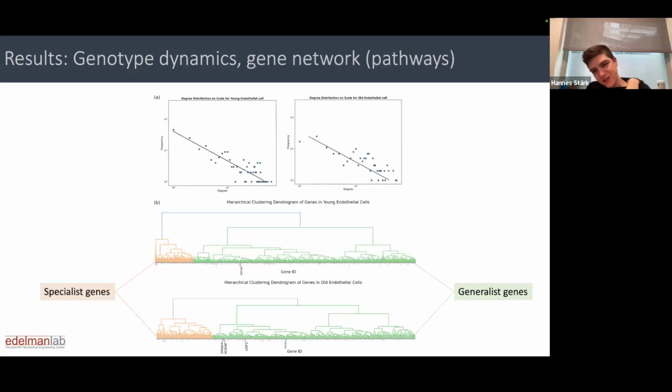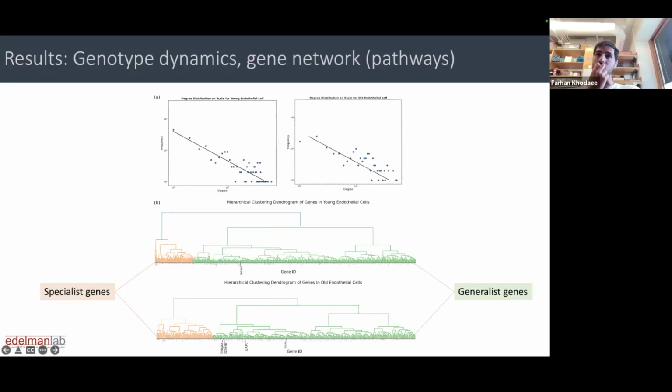How are the specialist genes identified? These are the genes that are specialized in a way that they are only expressed in endothelial cells, and that's how I labeled them as specialist genes. Generalist genes are the ones that basically do everything and exist in all cell types.